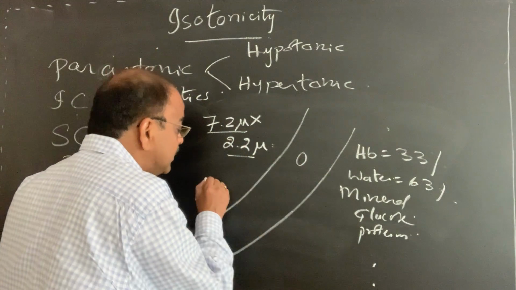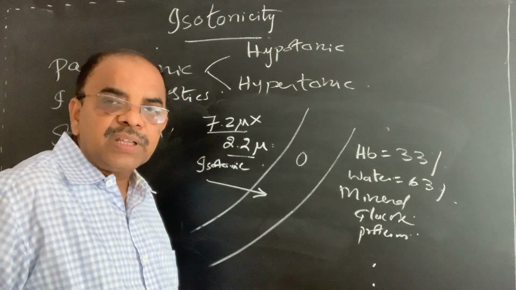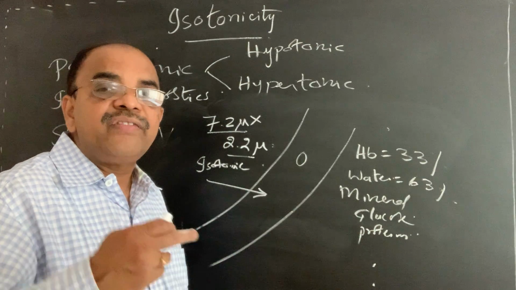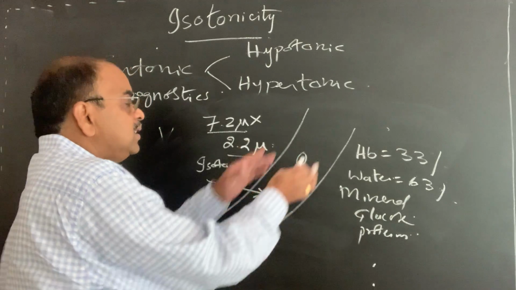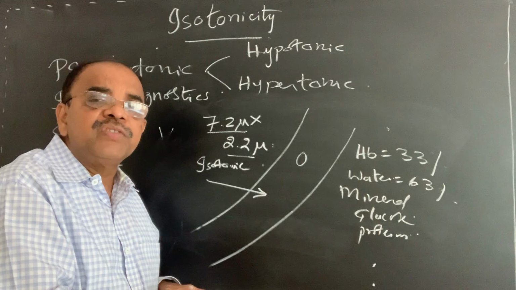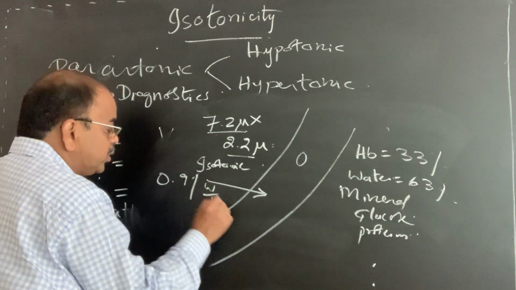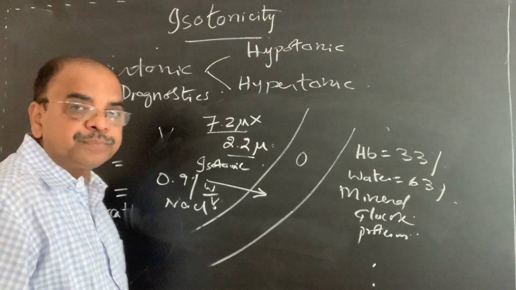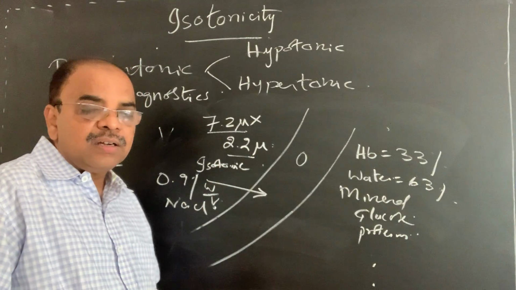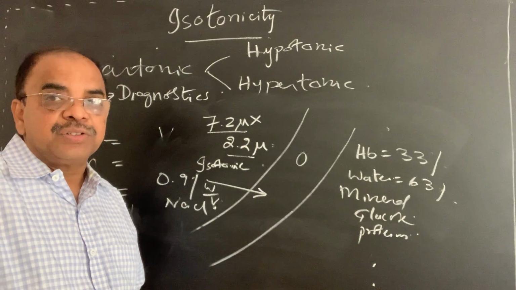Okay, suppose they give some isotonic solution. They inject isotonic solution into the vein, intravenous route. Then the same condition will be maintained. What is the best example of a solution which is isotonic? That is 0.9% weight by volume solution of sodium chloride. Sodium chloride, right?